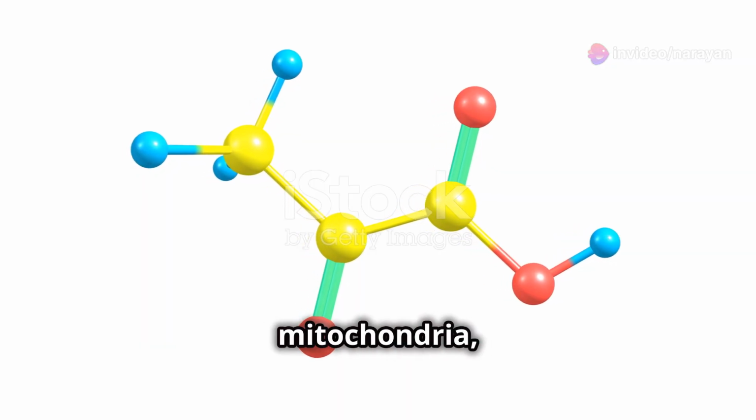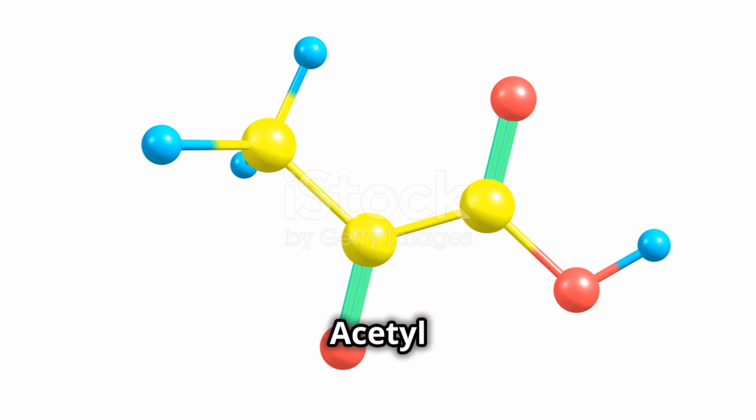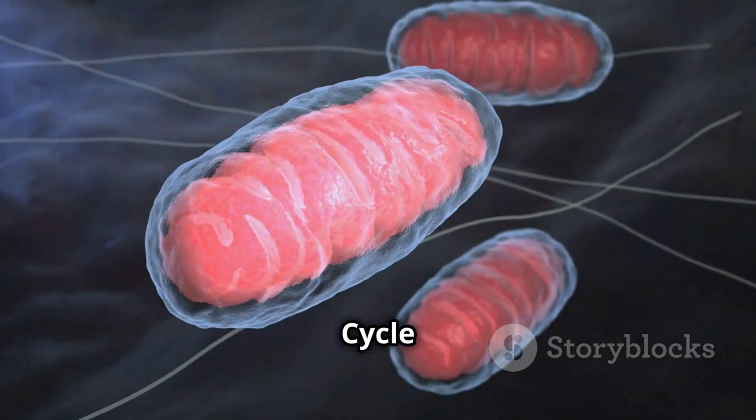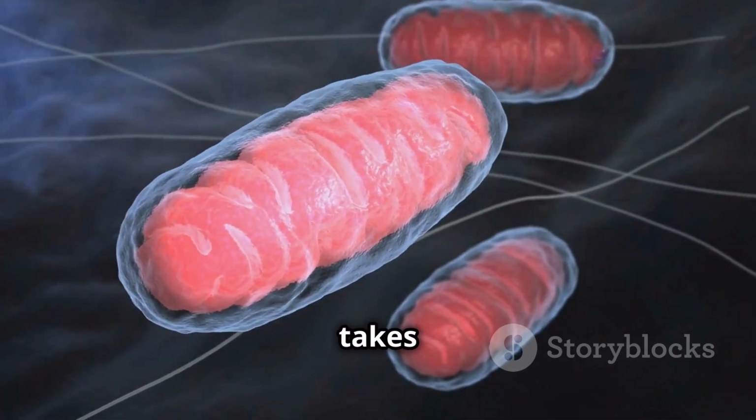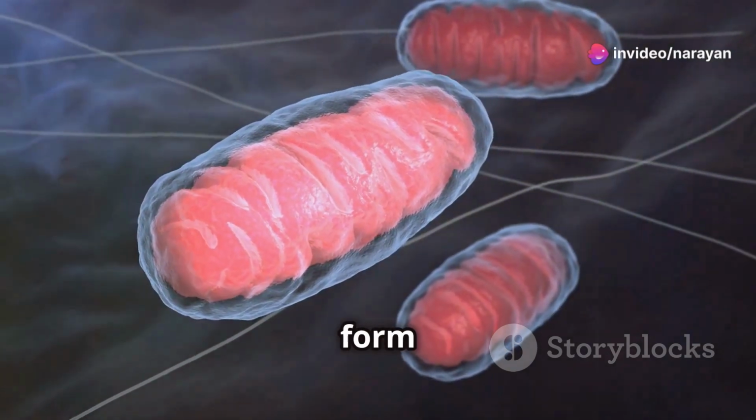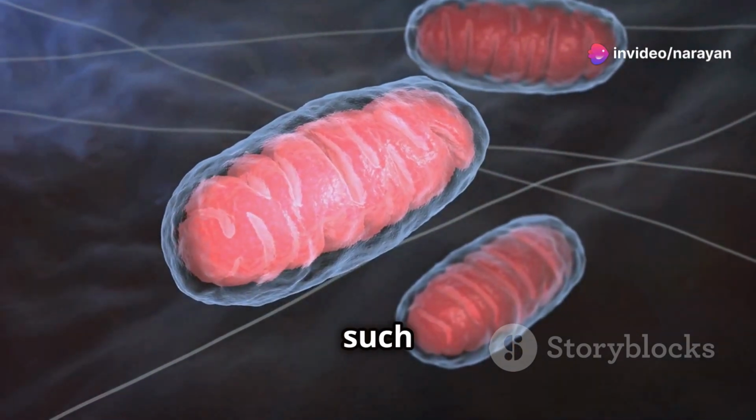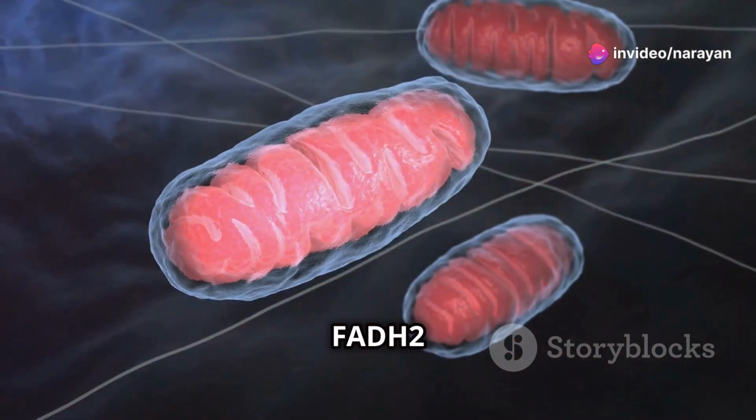Inside the mitochondria, pyruvate is transformed into acetyl-CoA. The Krebs cycle, or citric acid cycle, takes over from here, generating energy in the form of ATP and energy carriers such as NADH and FADH2.